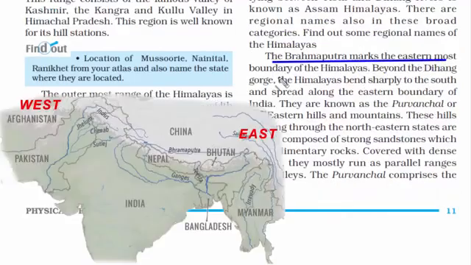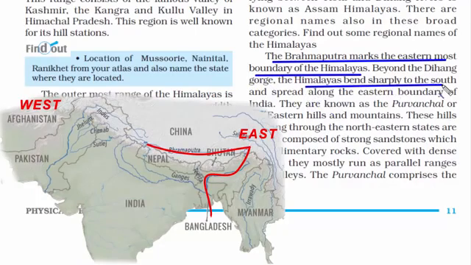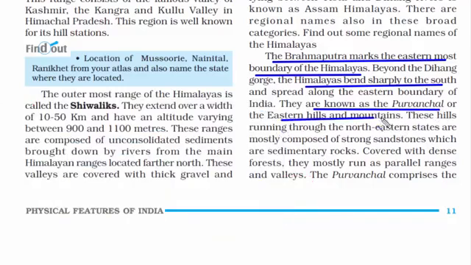The Brahmaputra river comes from the easternmost boundary of the Himalayas. In the eastern side, the Himalayas bend sharply to the south. Here the eastern hills and mountains are also known as Purvanchal. As we have read earlier, the land over here is low, there's a depression in the land. Hence, due to the running of Brahmaputra river, a lot of sedimentary rocks have accumulated over time, and vegetation is also very dense.